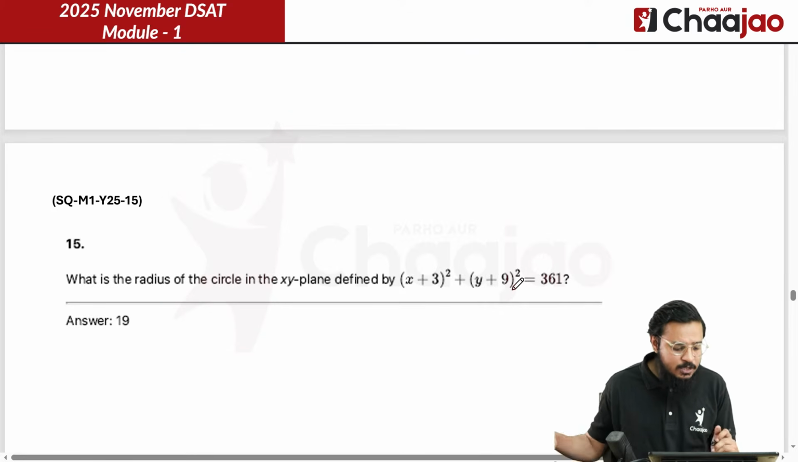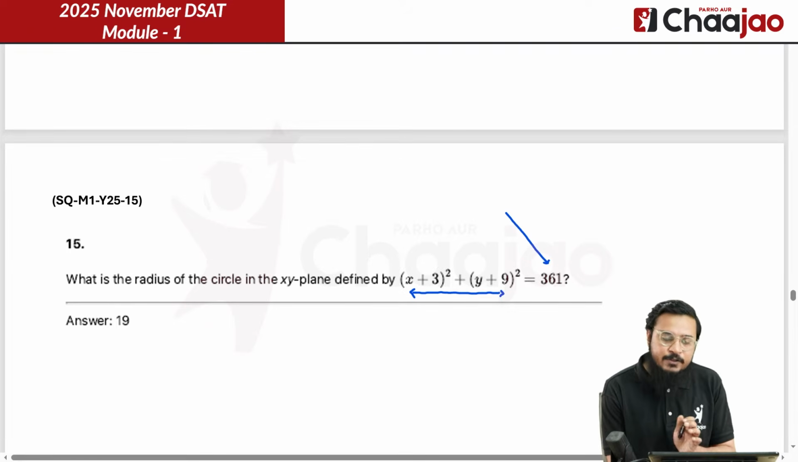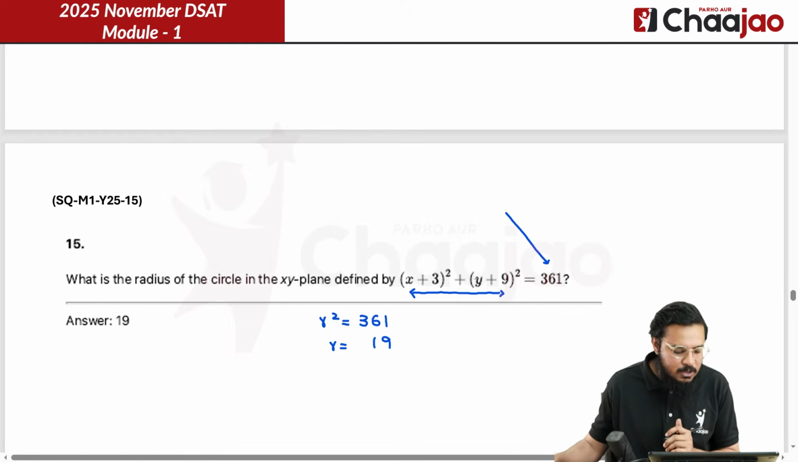The next question. So we are provided with a standard equation of the circle. You just have to figure out the radius. Remember, this constant after the equals sign always represents the value of r square. So I know r square is equal to 361. Taking square root on both sides, I will get my value of r as the square root of the number 361. That's always 19. So the correct answer for the radius of this standard equation of the circle should be 19.